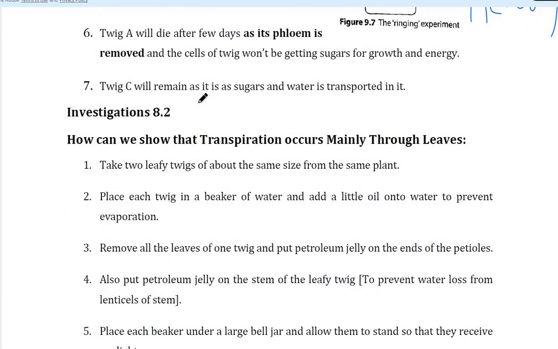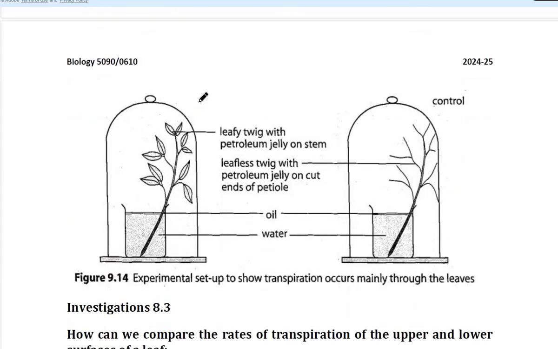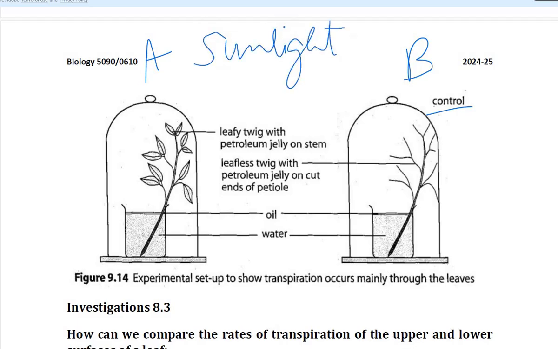अब हमने ये प्रूव करना है दैट ट्रांसपिरेशन मेनली अकर थ्रू लीव्स। अब हमने जार ए लिया और इसको कंट्रोल ले लिया, जार बी ले लिया, और इन दोनों को हमने ब्राइट सनलाइट के अंदर रख दिया। अच्छा जी, यहाँ पे एक पूरा लीफ रख दिए, ऊपर ग्लास ऐसे ऐड कर दिए ऑयल। व्हाट इज द पर्पस ऑफ द ऑयल?